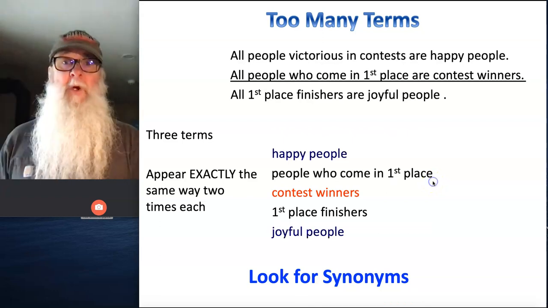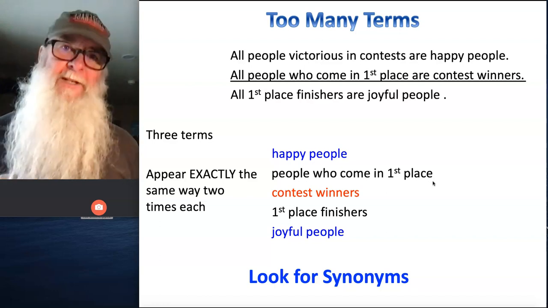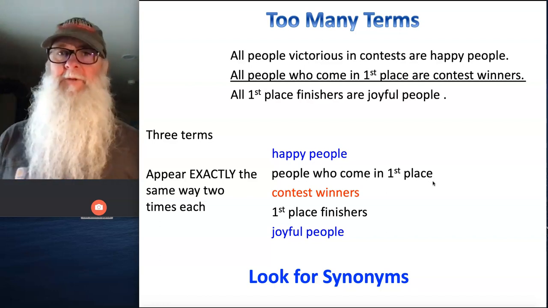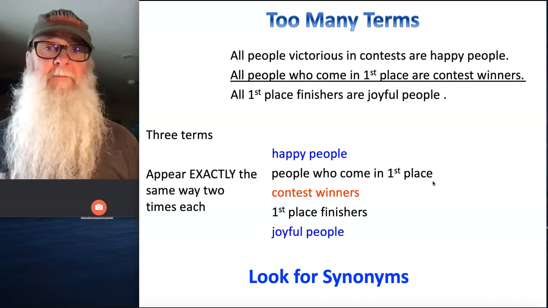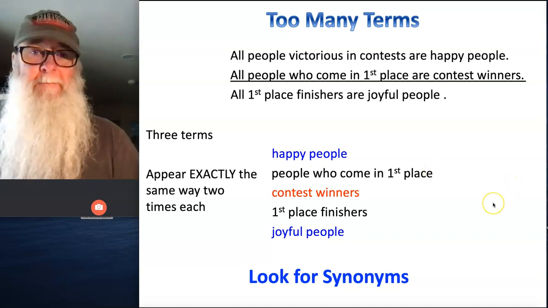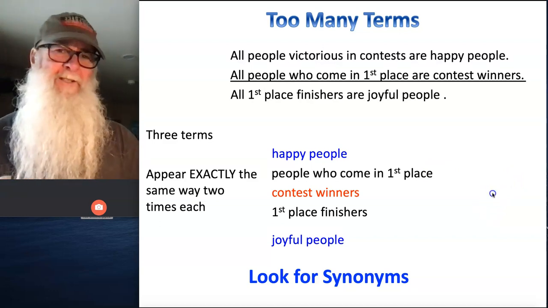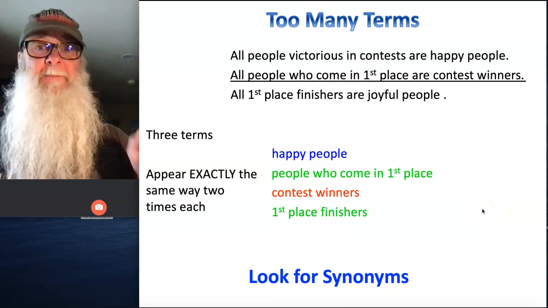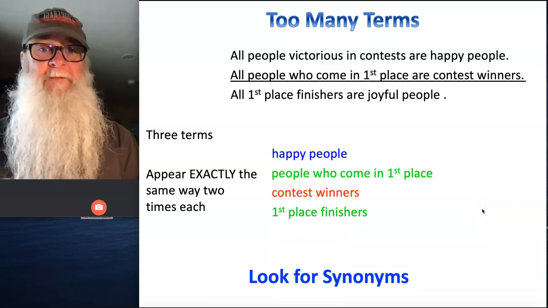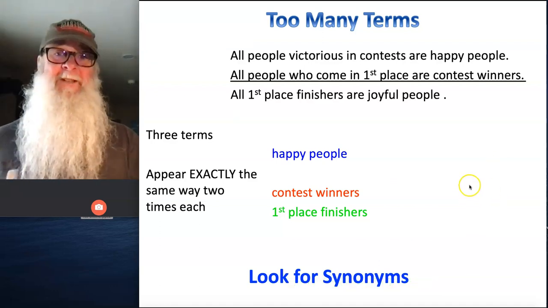We've also got, of course, happy people and joyful people. Are those exactly the same? No, we could argue that being happy and being joyful are slightly different, but for the purposes of getting our argument into standard form, let's choose one. Let's go with happy people, since it seems like all joyful people are happy, but not all happy people are necessarily joyful. So we've got happy people, contest winners. And now, of course, we come down to people who come in first place and first place finishers. That's the same thing, but first place finishers is a little less wordy, a little less awkward.